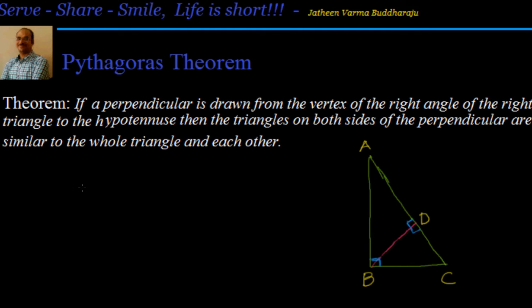Okay. Now there is a theorem. Leveraging this theorem, we should be able to prove Pythagoras. So let's try to understand the theorem. The theorem says, if a perpendicular is drawn from the vertex of the right angle of the right triangle to the hypotenuse, then the triangles on both sides of the perpendicular are similar to the whole triangle and to each other.